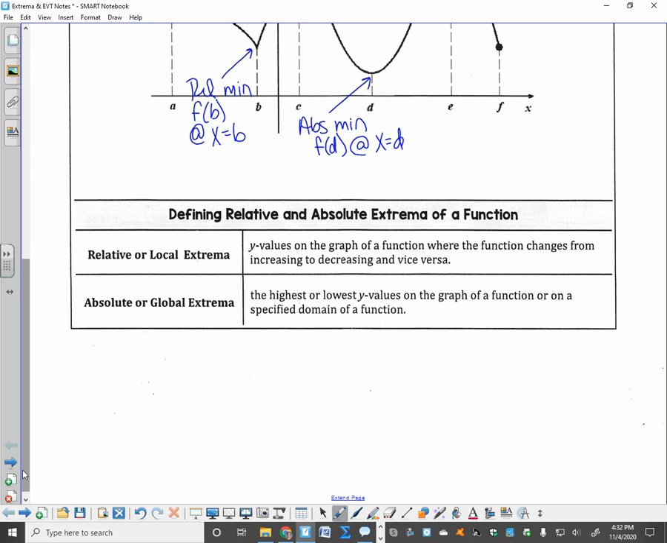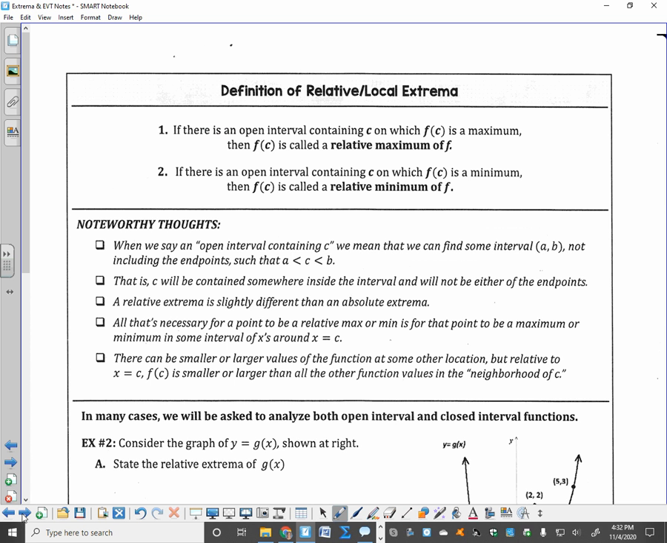Absolute or global, again, we're going to stick with the word absolute, is the highest or lowest y value on the graph of a function or on a specified domain of a function. Again, absolutes can happen at endpoints, relatives cannot.